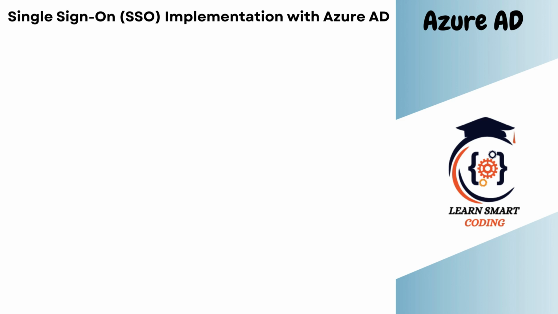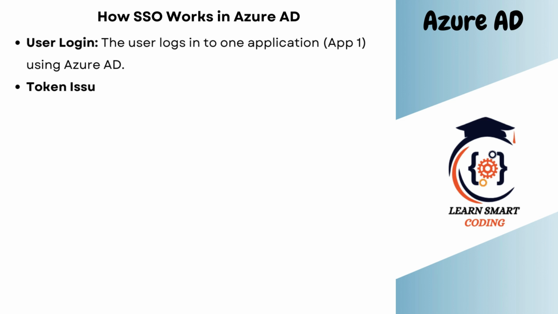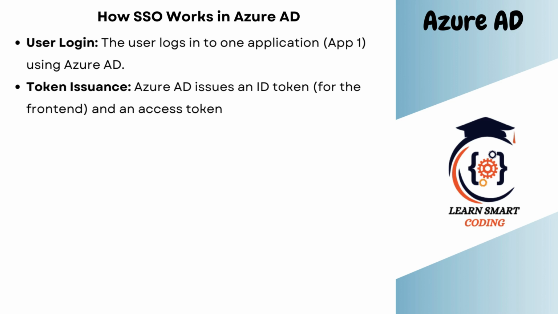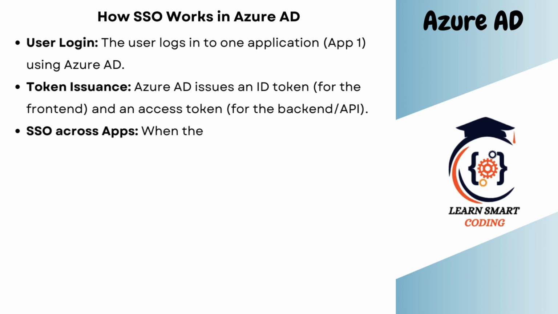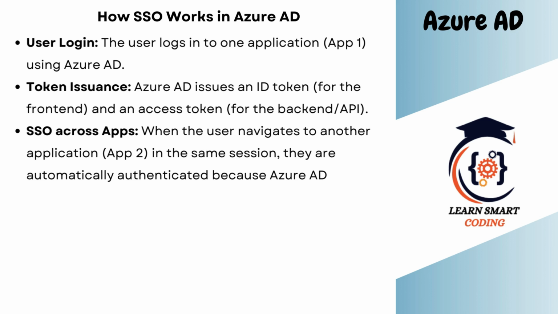How does SSO work in Azure AD? Let's understand that. The user logs into one application, which is app 1, using Azure AD. Token issuance happens next. Azure AD issues an ID token for the front end and an access token for the backend API. The next step is SSO across apps. When the user navigates to another application, app 2, in the same session, they are automatically authenticated because Azure AD remembers the initial session. No need for the user to log in again.